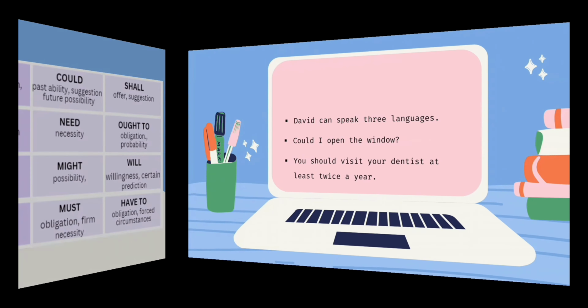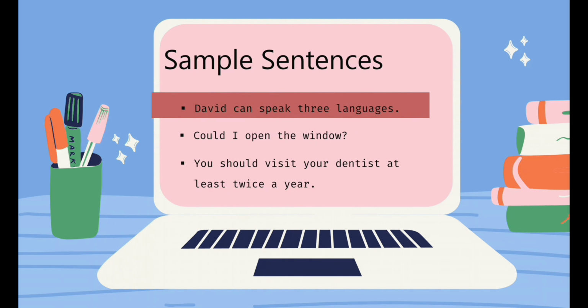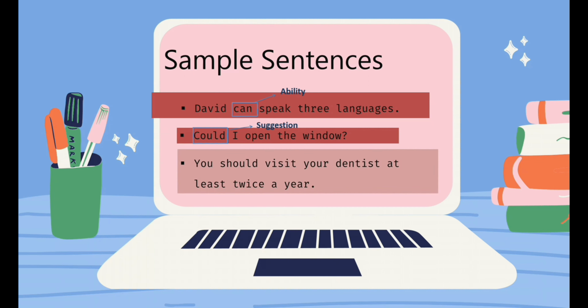Focus on these sample sentences to understand how these modal verbs are used in sentences. First, David can speak 3 languages. The modal verb used is can, which depicts ability. Second, could I open the window? The modal verb used is could, which depicts suggestions. And third, the example uses should, which is advice.